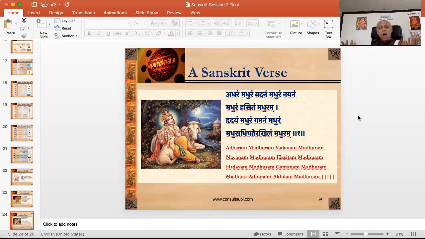Gamanam Madhuram, the way you walk, so nice, so sweet. Madhuradipate Akhilam Madhuram. You are the Lord of sweetness. Pate itself means somebody who is important. Adipate means one who is the Lord of everything. Adipati also is a word, right? Madhuradipate is the Lord of sweetness. Akhilam, everything about you is Madhuram, sweet.